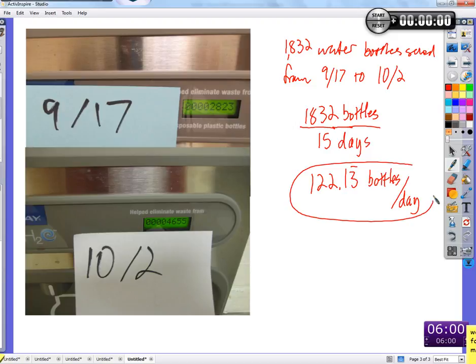So here's a little aside. When we take how much one thing has changed and divide it by how much another thing changed, in the same time and the same context, we get what's called a unit rate. Bottles per day, dollars per hour, miles per second, all of these things are unit rates. 1,832 bottles for every 15 days is also a rate. But this is called a unit rate. Why is this called a unit rate? This isn't.